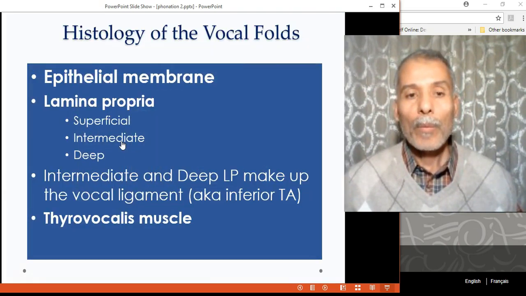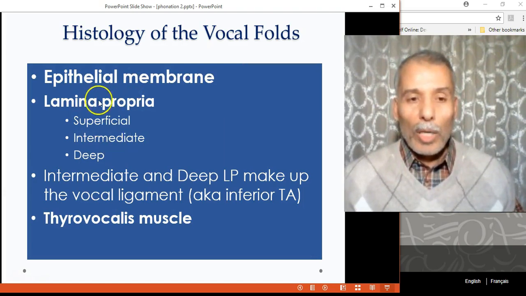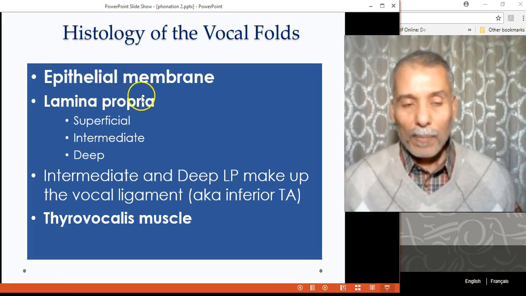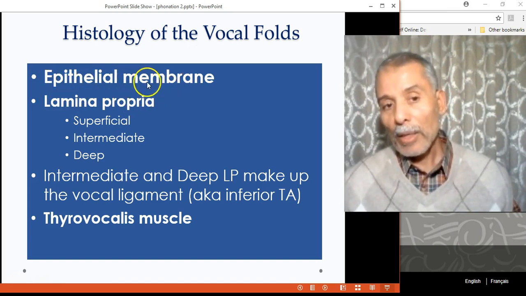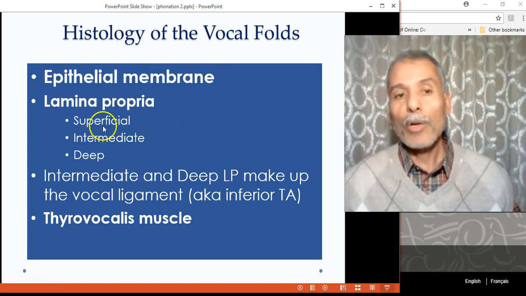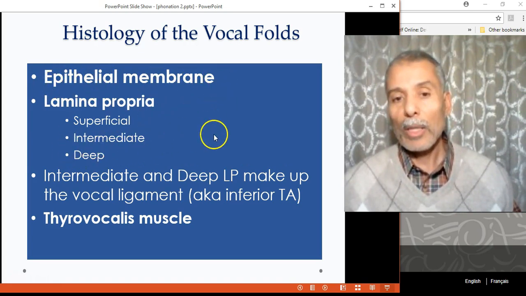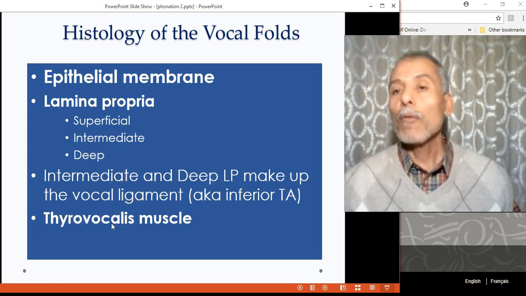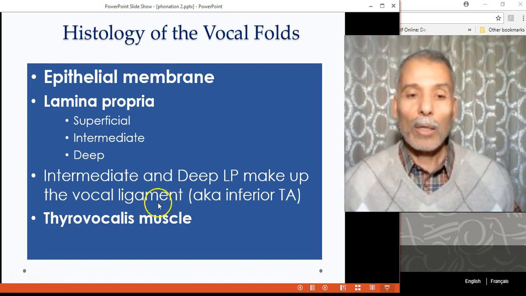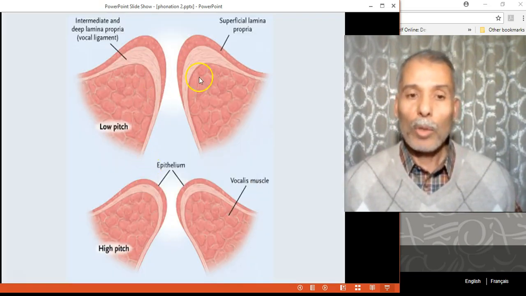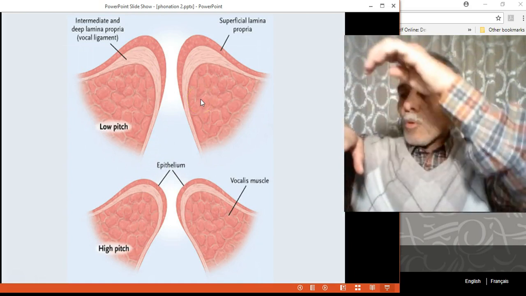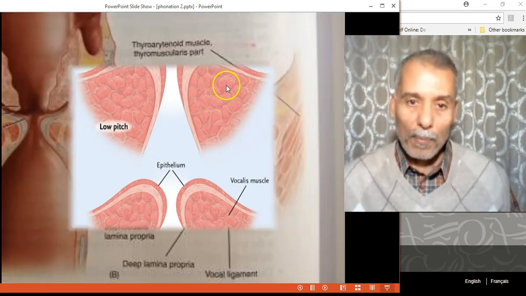Okay. So here again are the layers, and the simpler way to list all of them and discuss them is to make them 5 layers: the epithelial membrane, the superficial lamina propria, intermediate lamina propria, deep lamina propria, and the thyrovocalis muscle. These are all the components of the vocal fold, from top to bottom.